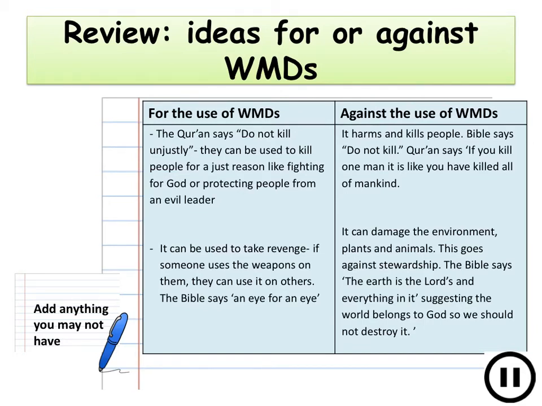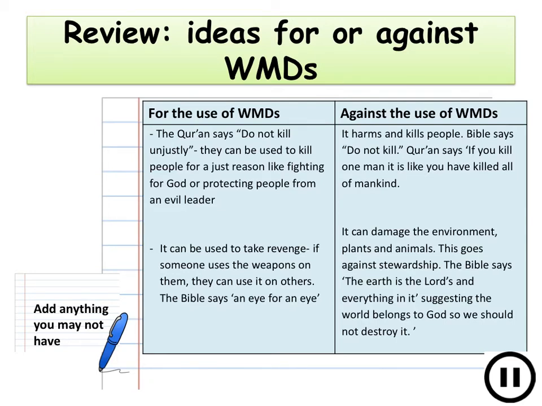If we look at arguments against the use of weapons of mass destruction, the most obvious is that it harms and kills huge numbers of people. The Bible says "do not kill," and the Quran says if you've killed one person, it's like you've killed the whole of mankind. The more people we kill, the worse it is, and weapons of mass destruction are designed to kill as many people as possible.